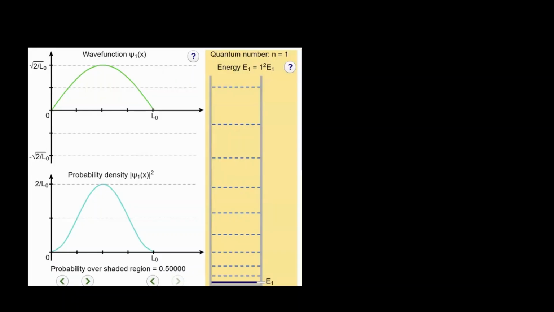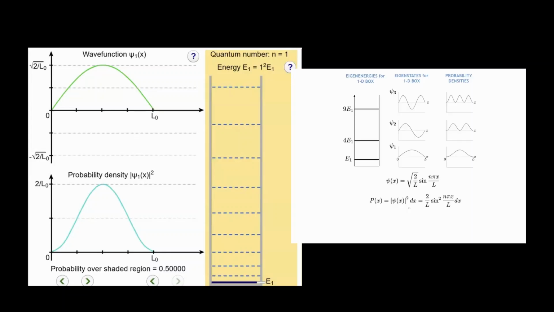Next, I want to explore one of the most quintessential problems in quantum mechanics, the particle in a box. This is the simplest example where we can apply the Schrödinger equation and see how quantum mechanics works in a simple system that can be produced in the laboratory.